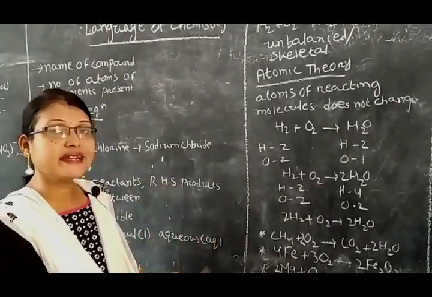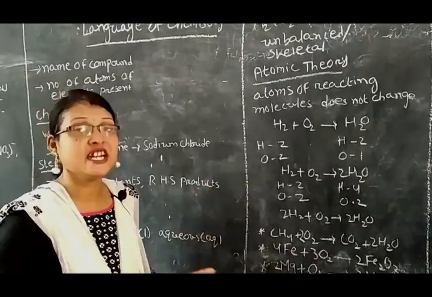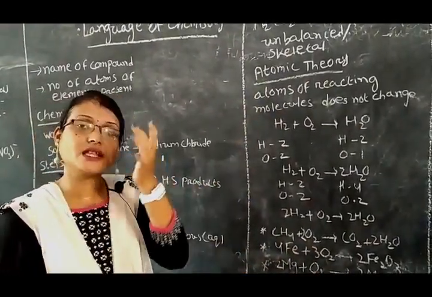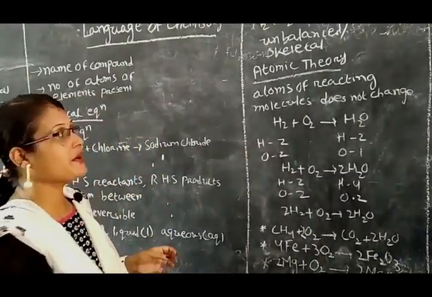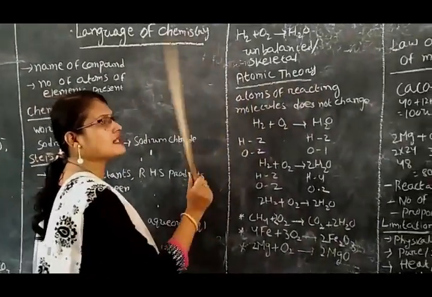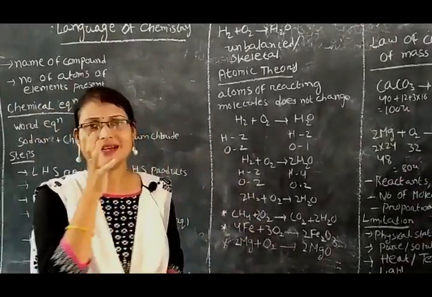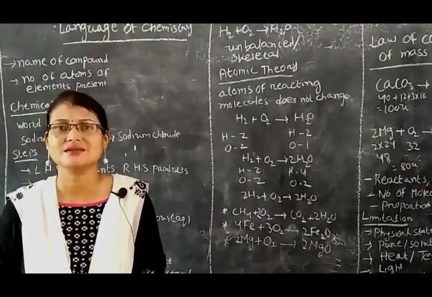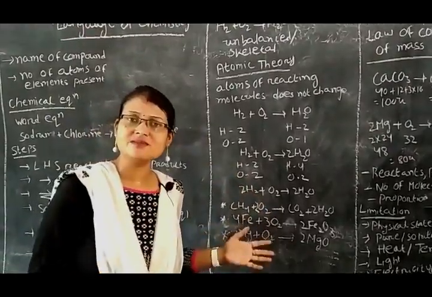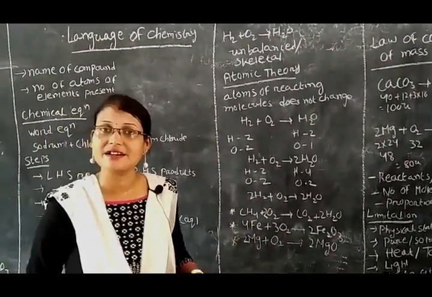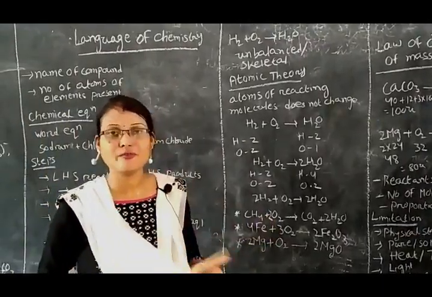Okay. So why is there a need for balancing? Because there is a theory called atomic theory. According to that theory, atoms of reacting molecules don't change. Whatever atoms are there in the reactant, it doesn't change. The number of atoms in the reactant side must be equal to the number of atoms in the product side. So for that reason we have to balance.